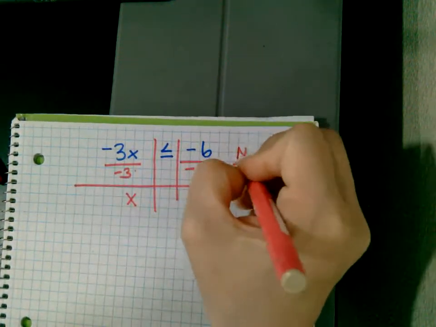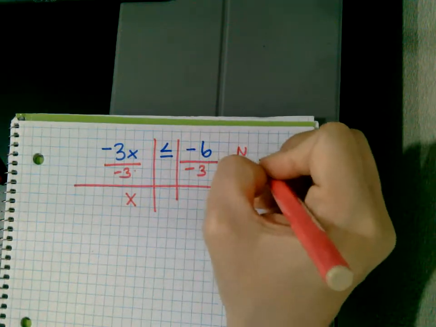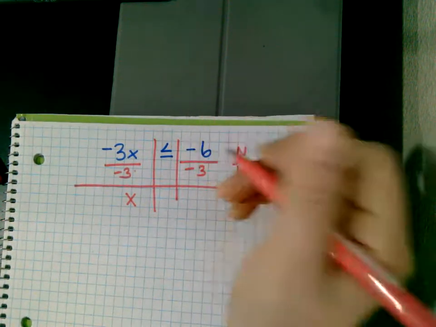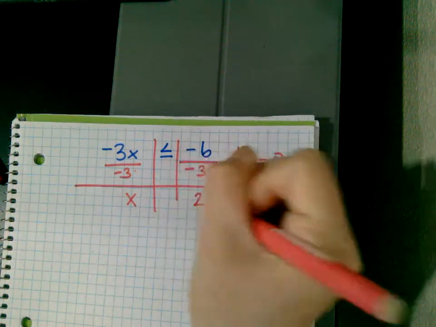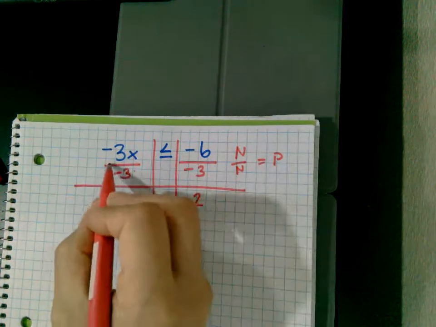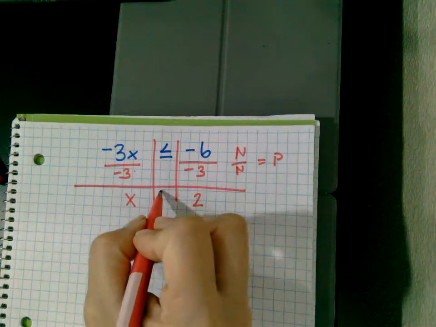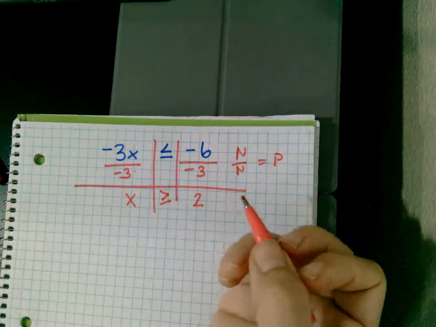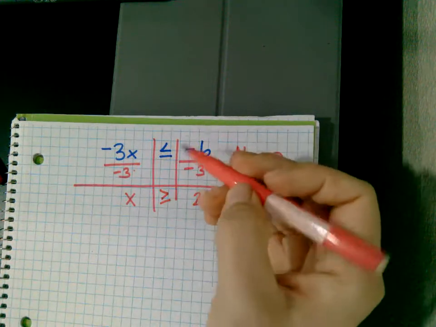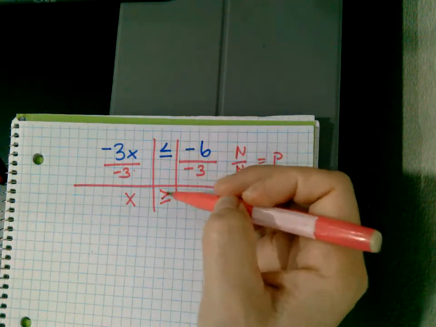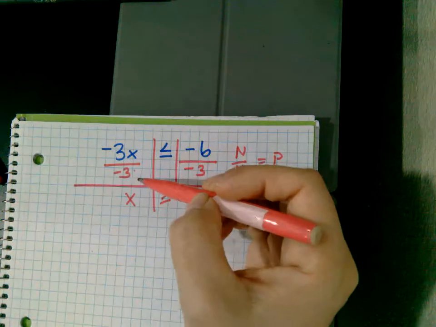What's a negative divided by a negative? A positive. So this gives you positive 2. Okay, we have a positive. But because I divided by a negative, I'm going to flip, switch, however you want to call it, the inequality. So it's no longer pointing to the left, it's pointing to the right, because I divided by a negative.